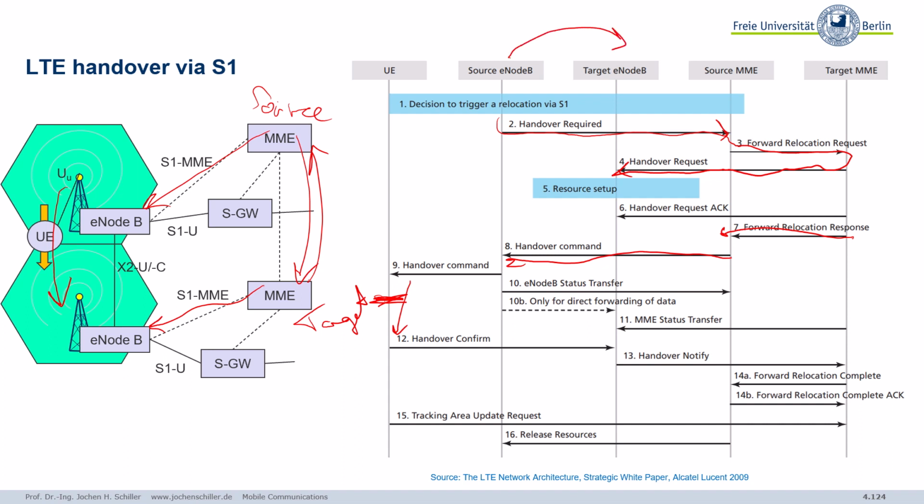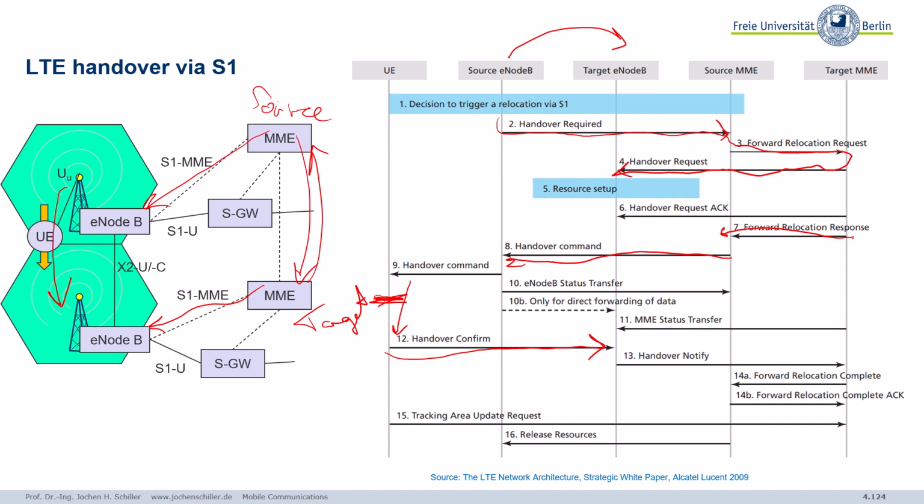The source eNodeB then performs status transfer, and all the other devices are also involved, so that we know, okay, now we are at the new target eNodeB. We confirm it, say, hi, it's me. Then we do some final steps, update the area where we are. It's called the tracking area. That's the location area where we are. We can release some resources, etc. So that's the idea.